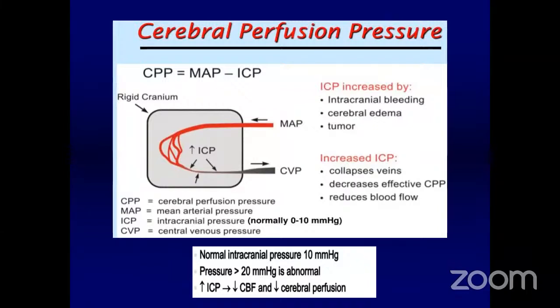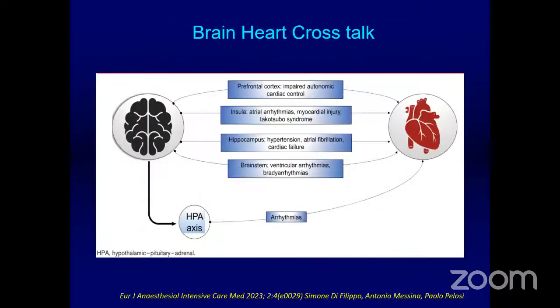Now, next is the cerebral perfusion pressure. As we know, it's dependent on the mean arterial pressure and the intracranial pressure. So ICP, whenever it's increasing as a result of tumor, edema, or bleeding, will compromise the cerebral perfusion pressure. And the ICP increase collapses the veins, decreasing the cerebral perfusion pressure by reducing the blood flow. So we also have to maintain the ICP at a level and the mean arterial pressure at a level so that the cerebral perfusion pressure does not fall very low, because again, that will have an effect on the cerebral blood flow and the supply to the brain.